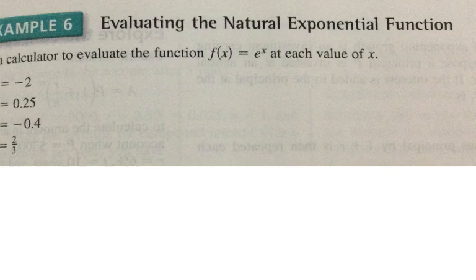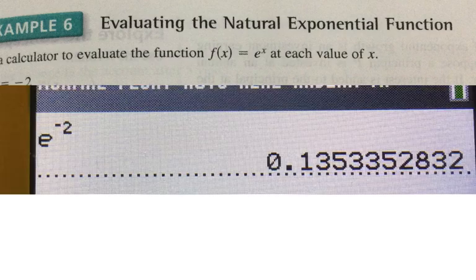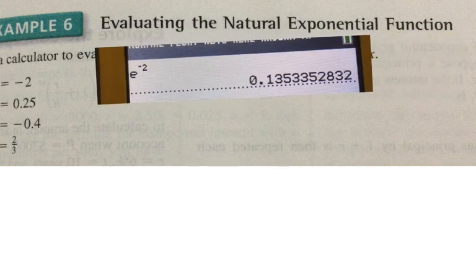You can see the button e comes up, and it automatically has an exponent, right? So e raised to the x. If I plug in an x value of -2 and click enter, e to the -2 is 0.13533352832. Everybody get that value? Again, that's rounded because e is an irrational number.